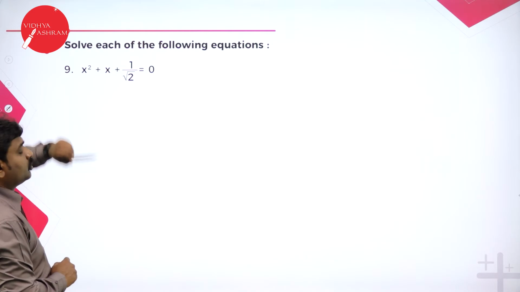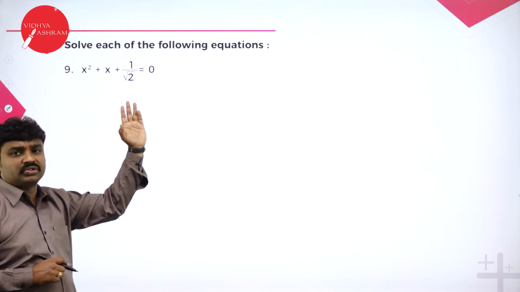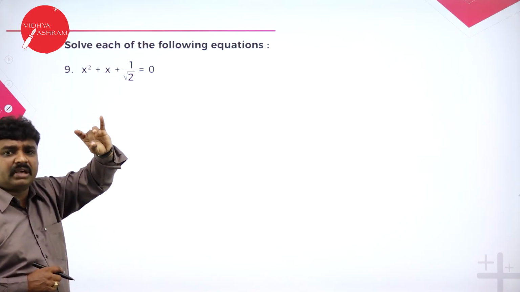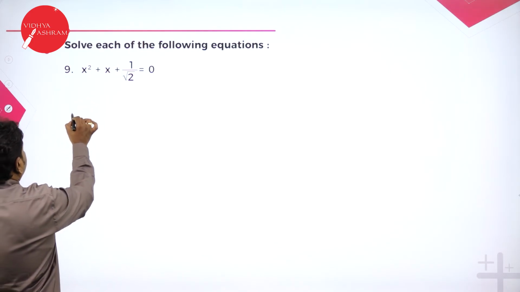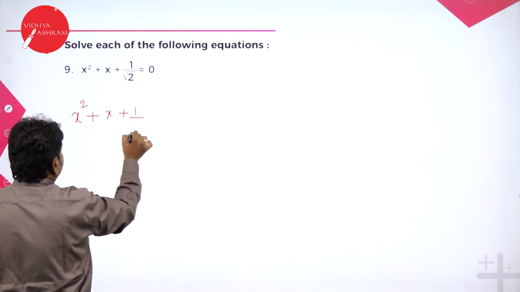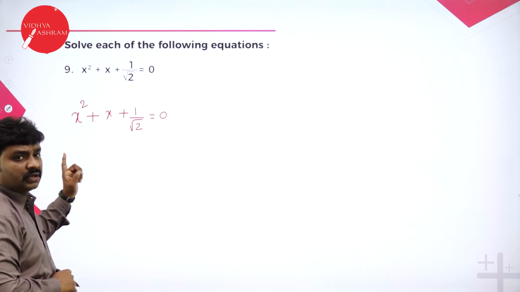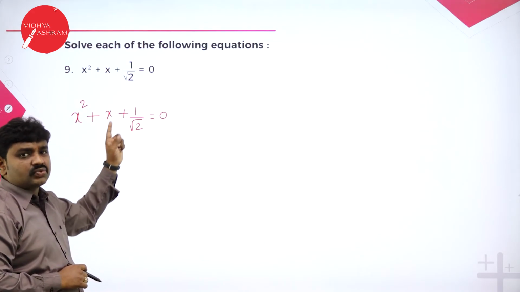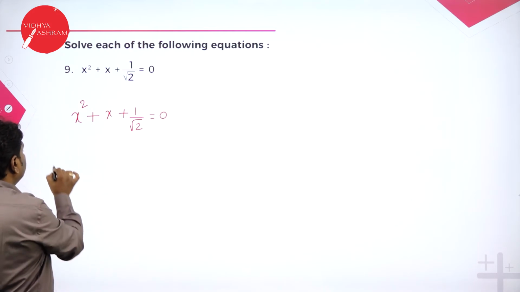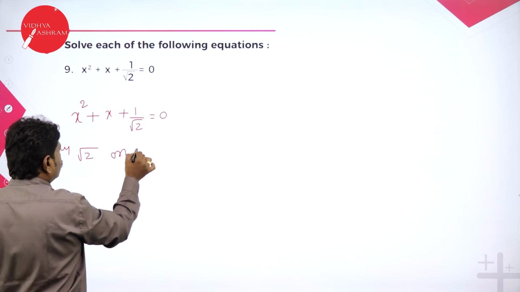Then, good question. Here, with root 2 there, there are two methods. Multiply by root 2 on both sides and simplify, then find a, b, c, or directly substitute. They give x square plus x plus 1 by root 2 is equal to 0. You can do it directly: a is 1, b is 1, c is 1 by root 2. Or multiply root 2 on both sides. I'll multiply root 2 on both sides.